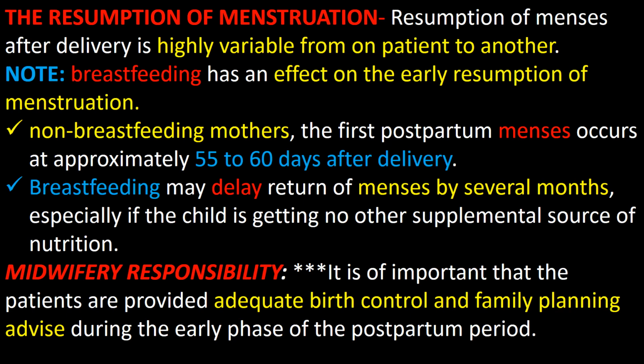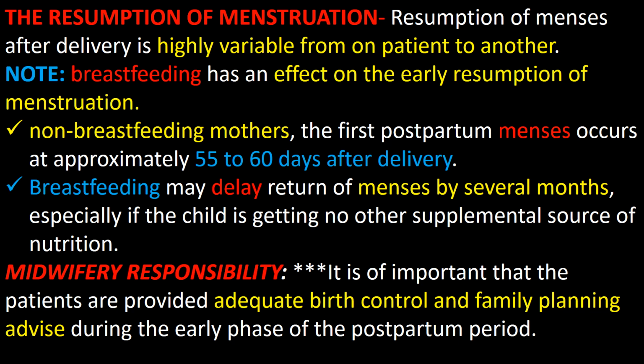Another topic that we have is the resumption of menstruation, or kailan babalik yung mens ng nanay na katatapos lang manganak. Resumption of menses or menstruation after delivery is highly variable from one patient to another. There will be some patients who say after 3 months, bumalik yung kanilang regla. May mga ibang patients na magsasabing after 7 months or after 1 year, bumalik yung kanilang regla. That's typically normal because the resumption of menstruation is highly variable from one patient to another.